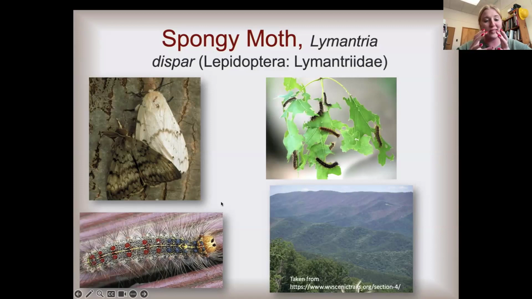And while that's just one little branch of a tree, if you look at the impact that they can cause as a whole, there's a whole stand here in the bottom right picture. And it's kind of hard to tell, but that discoloration on that mountain range is complete defoliation.